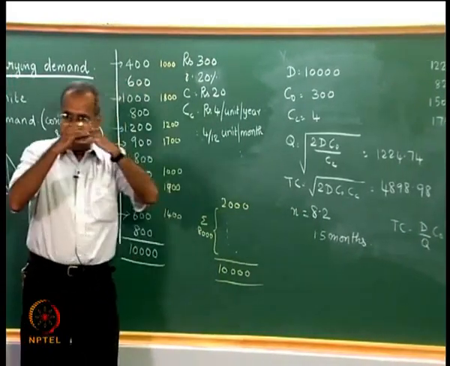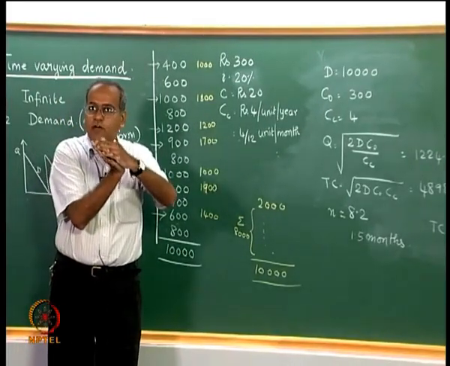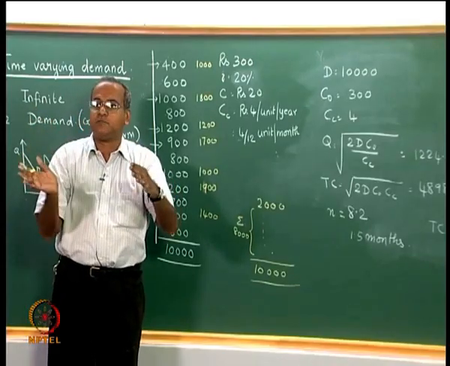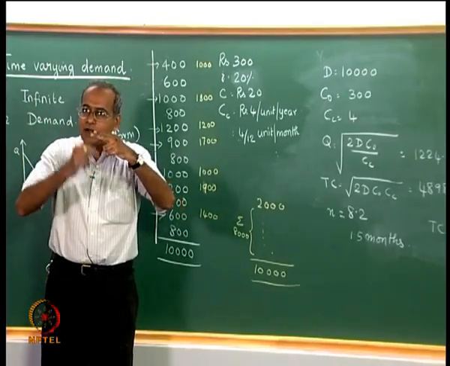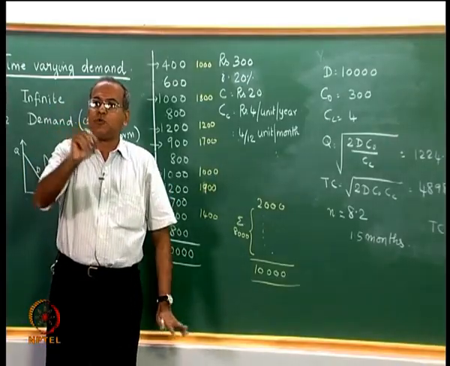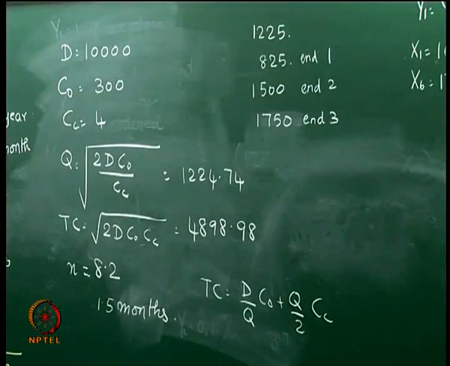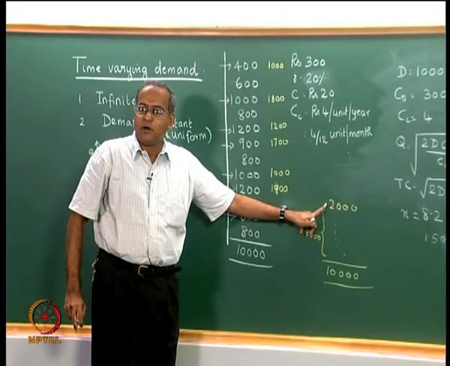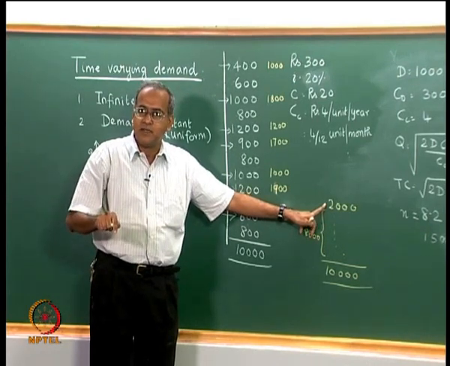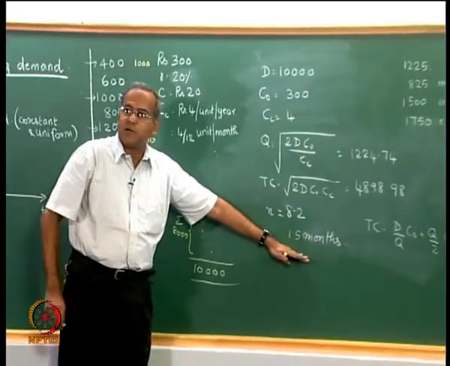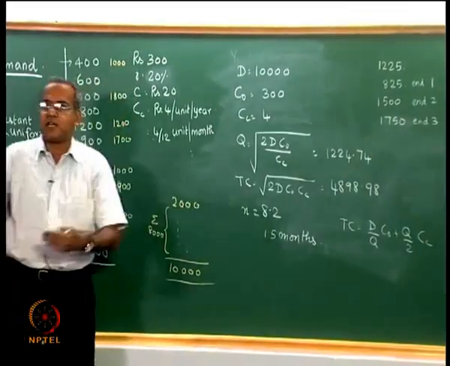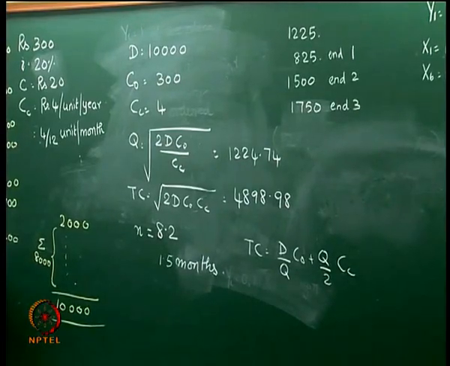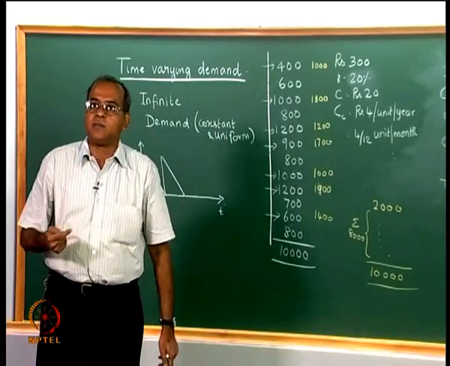So if we assume that on the first day of January you have ordered 1225, and your next order you are going to make around 15th of February, which is 1.5 months from now, you have to meet the 1.5 months demand with the 1225 that you have. Now you won't be able to do that because the first month's demand itself is 2000. So we will be forced to have shortage, and we have not included shortage in doing this. So for another reason you cannot directly use the economic order quantity formula and then suitably modify it to take care of time varying demand.